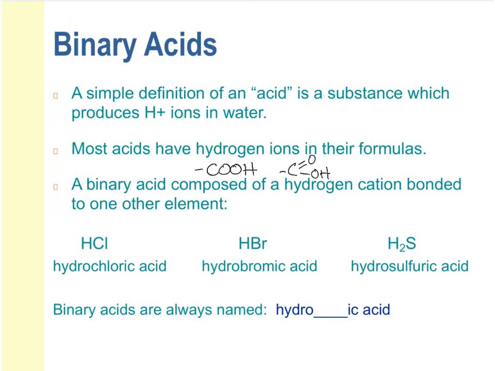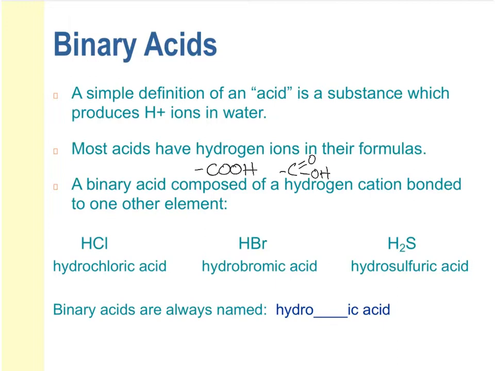To be a binary acid, just like binary ionic compounds, means that there's only two elements in the compound. So a binary acid will have hydrogen bonded to one other element. Some examples would be HCl, HBr, or H2S. Now look at the names of those three examples, and you'll see a pattern that develops.